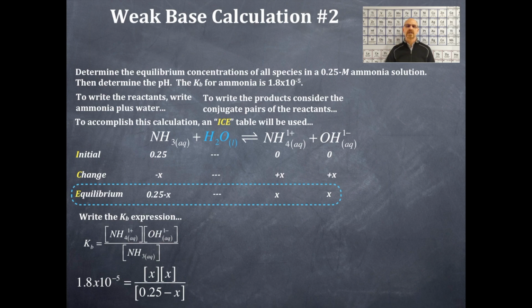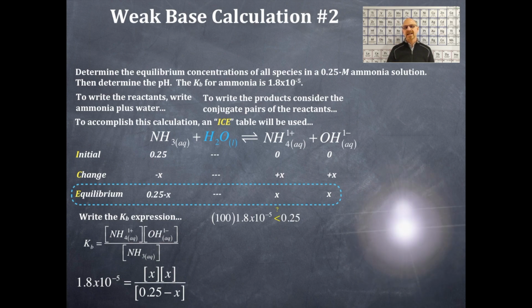Now I'm going to ask myself this question, and I keep on asking myself this question: is 100 times the K, which happens to be 1.8 times 10 to the negative 5, less than the initial concentration, which in this case is 0.25? If that is true, and it is, then I can use the approximation to the quadratic equation. How do I apply it? I'm going to get rid of that minus x term in the denominator.